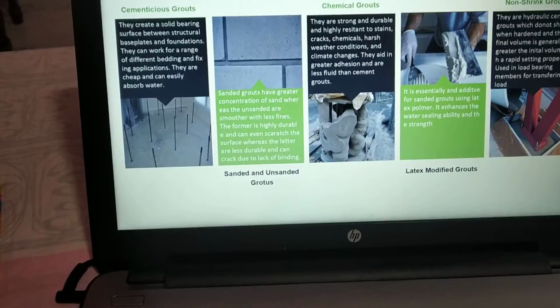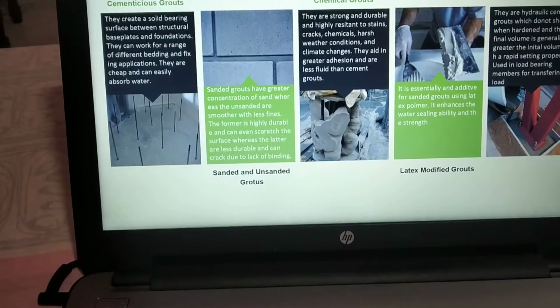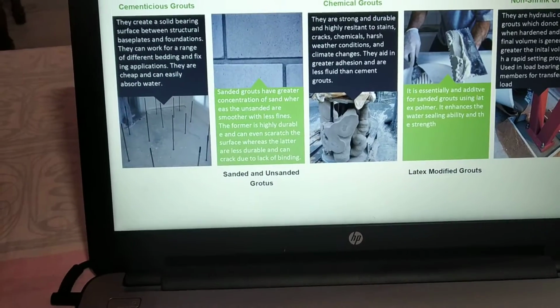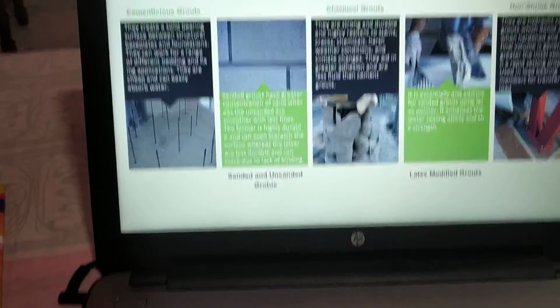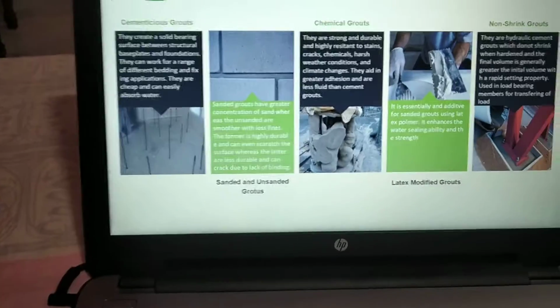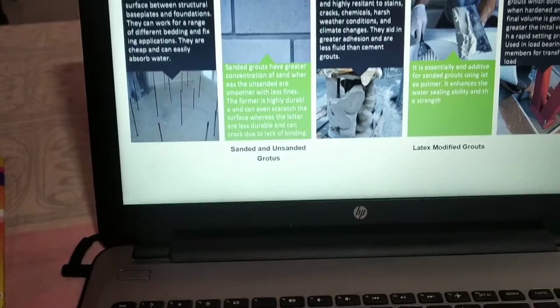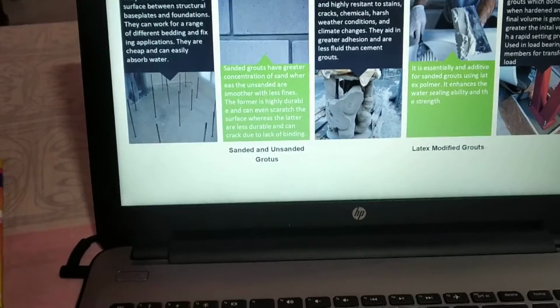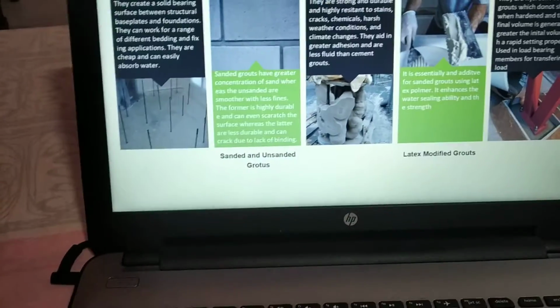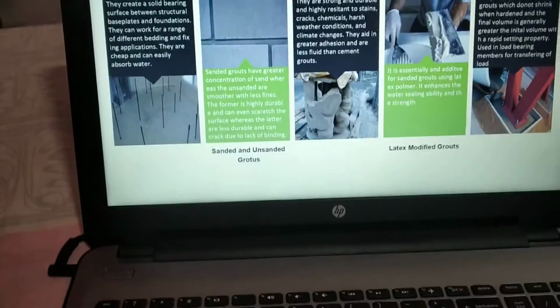So the sanded grouts, because of the presence of a larger amount of sand and a less fine structure, are highly durable and can even scratch the surface where they are being applied. Whereas in the case of the unsanded grouts, they are comparatively less durable, and cracks can be easily formed due to the lack of binding.